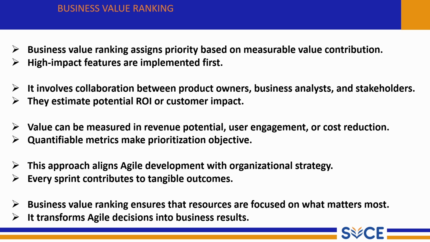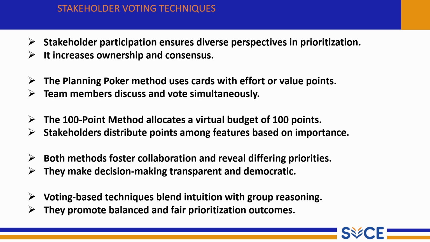Time and budget in project teams are limited. This method ensures that these valuable resources are used wisely on features that make the biggest impact. It transforms agile decisions into business results. By using business value as the priority measure, agile teams make smarter decisions that lead to higher customer satisfaction and business growth. In the next slide, we will see the model as the stakeholders voting technique.